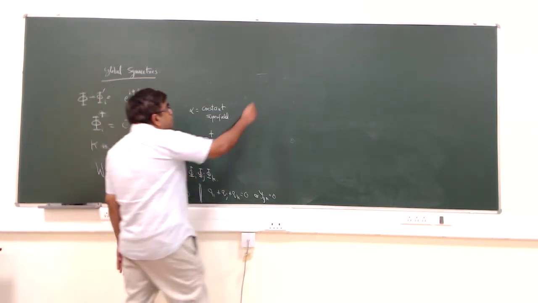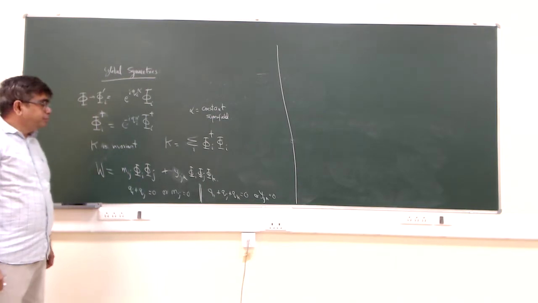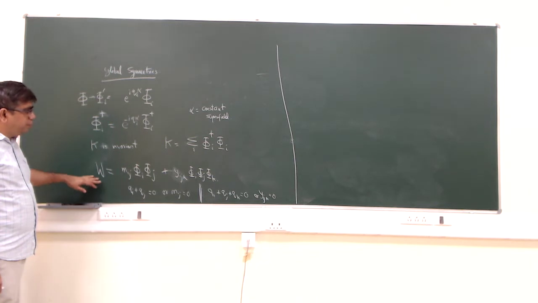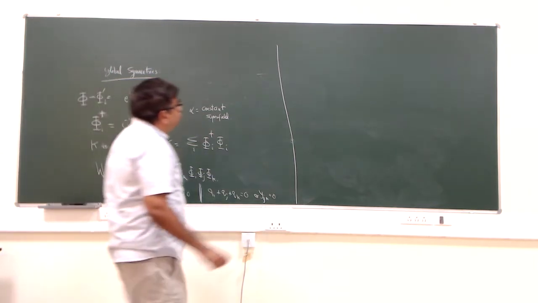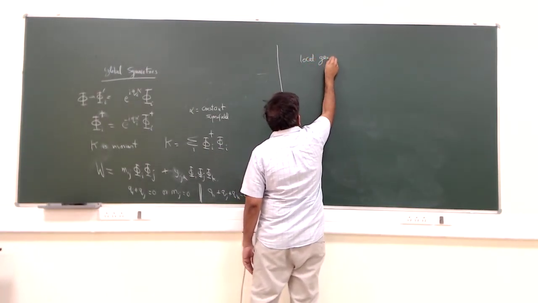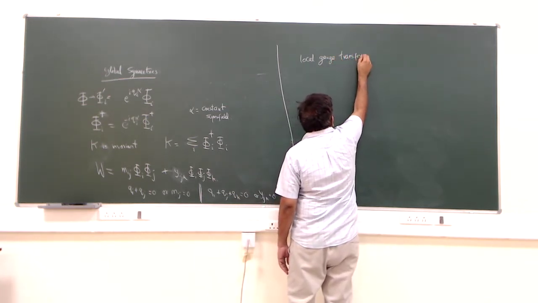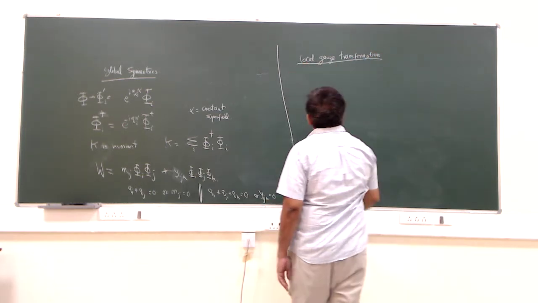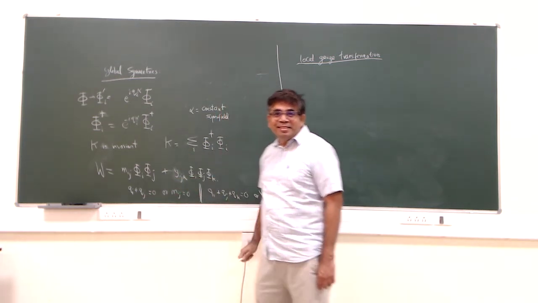Now, how do you introduce local transformations? This was about global ones, where K is invariant, and W satisfies these conditions. It's fine. So, local gauge transformations: the situation reverses. In fact, you can easily find W invariant, but K is not invariant.